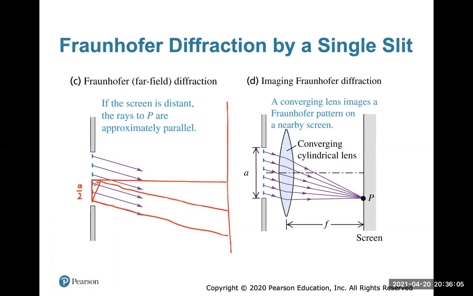This angle here is the same as this angle here, so we can label the same angle. I can't draw theta, apparently. Close enough. That's a theta. Angle theta, there we go, is the same angle here. And the difference is related to a over 2 sine theta.